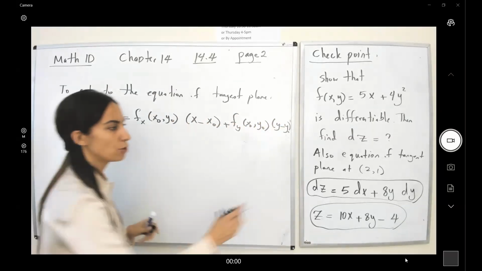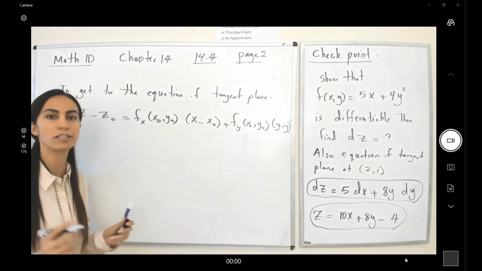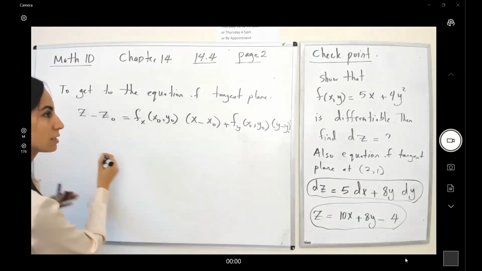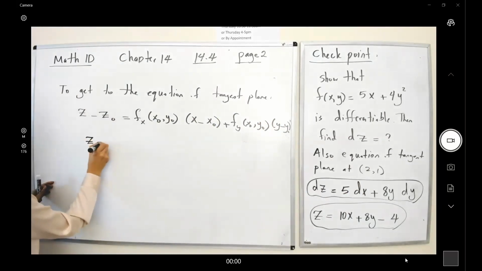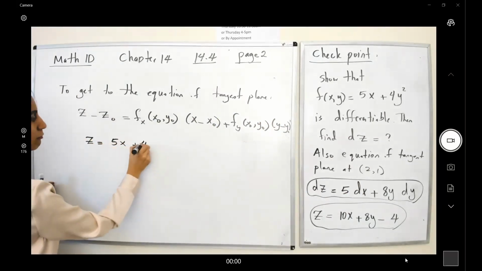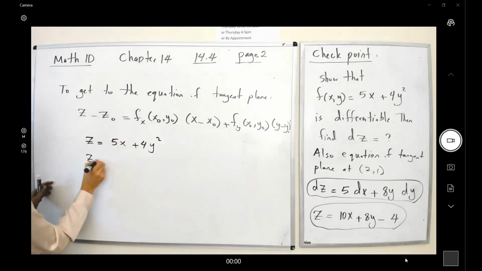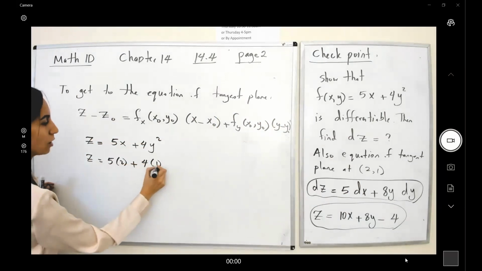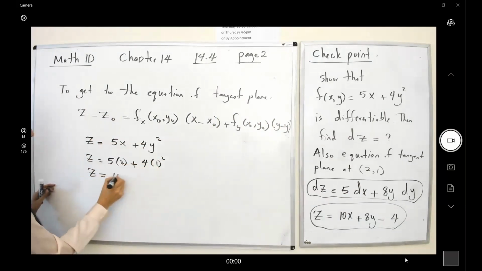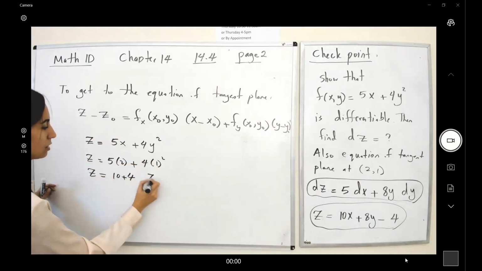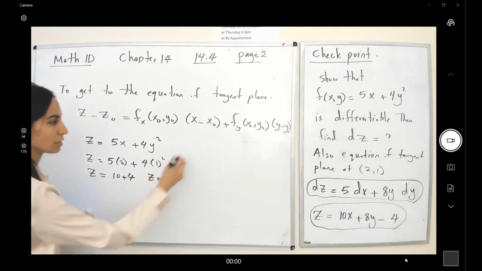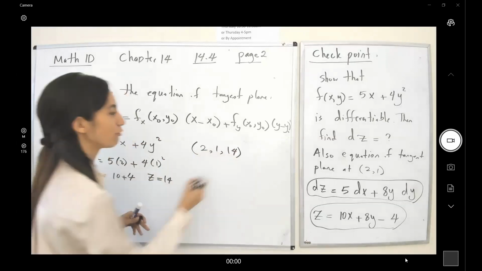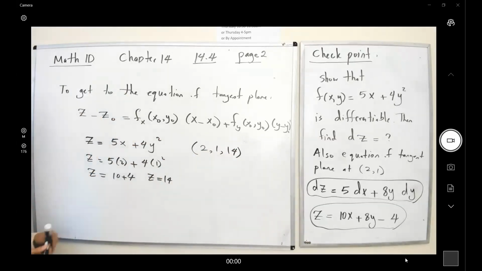You have a point that has the first and second coordinate. The third coordinate is not given. So since you have z equals 5x plus 4y squared, your z is equal to 5 times 2 plus 4 times 1 squared. So z is equal to 10 plus 4, so z is equal to 14. This is actually your third coordinate: 2, 1, and 14.